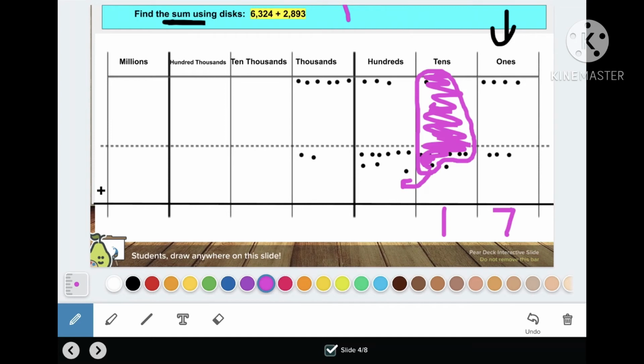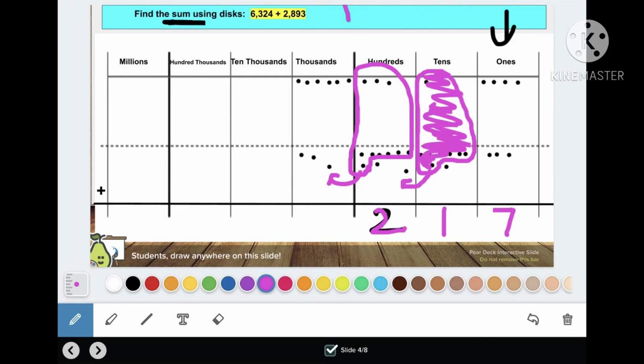Count my 10 discs with me. Get ready, go. 1, 2, 3, 4, 5, 6, 7, 8, 9, 10. Go ahead and bundle that group of 10. Drawing my arrow next door. And how many discs am I going to put on top of that arrow? That's right, 1. How many hundreds do I have left? Good thinking. Yeah, 2 hundreds. Oh, wrong color.